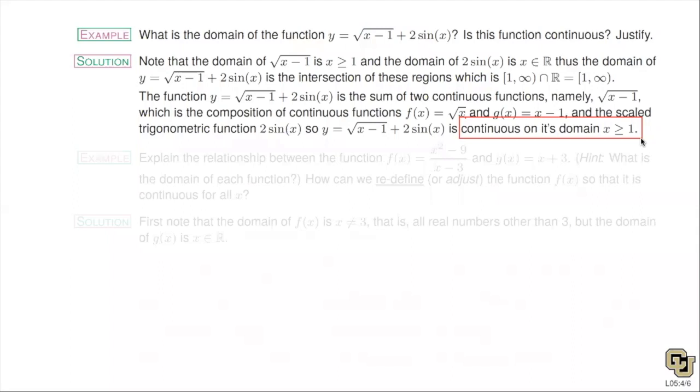Sums of continuous functions are continuous. These are all now known facts and can be used as justification to answer the question, why is this function continuous? It's really important when you look at a function that you try and classify it.